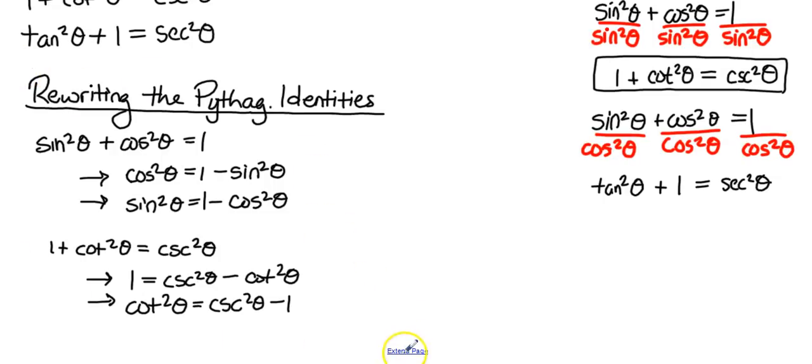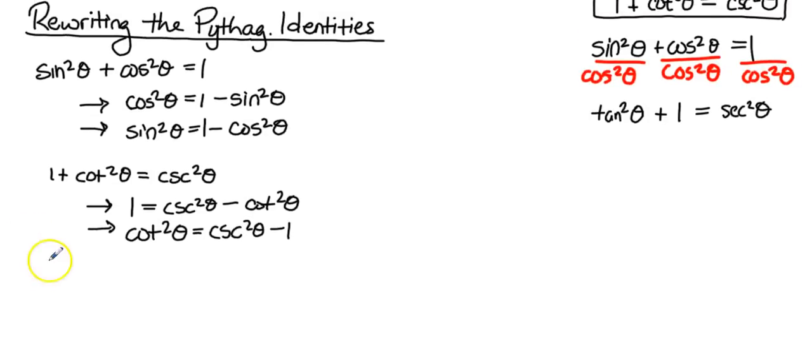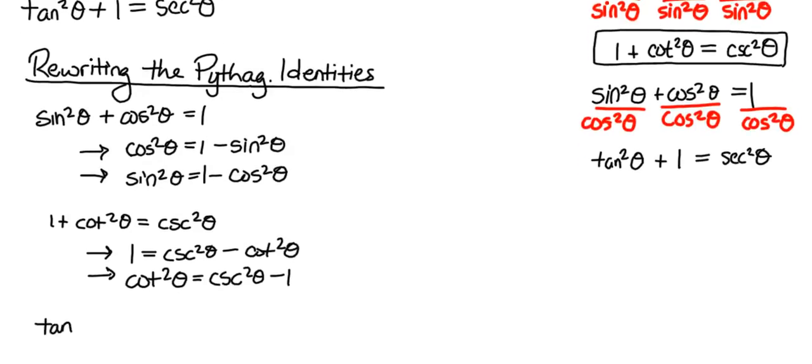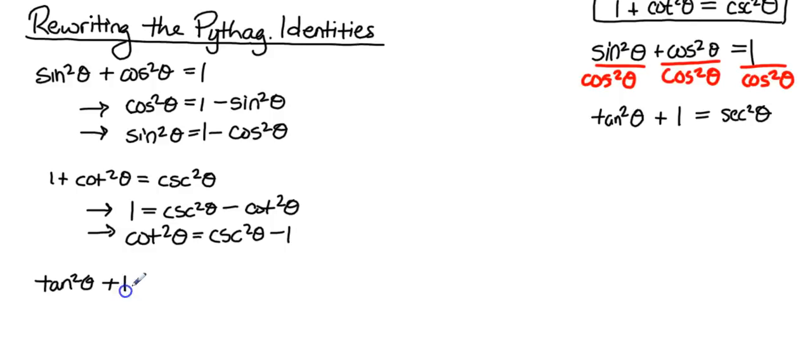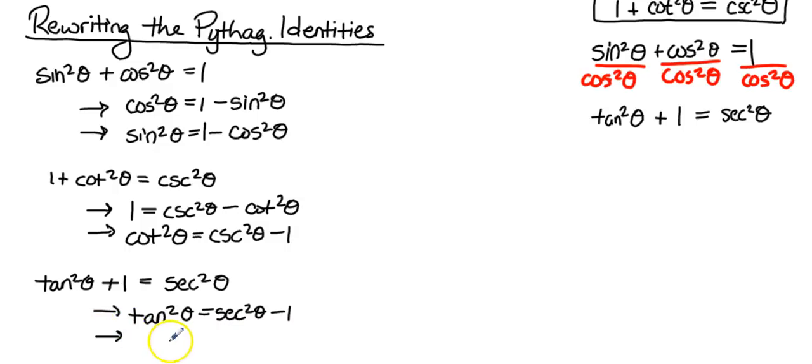And now let's take a look at our last one here. Tangent squared plus 1 equals secant squared. Once again, I could start off by saying, well, what if I want tangent squared by itself? That's going to be secant squared minus 1. I could even say, well, what does 1 equal? 1 equals secant squared minus tan squared.